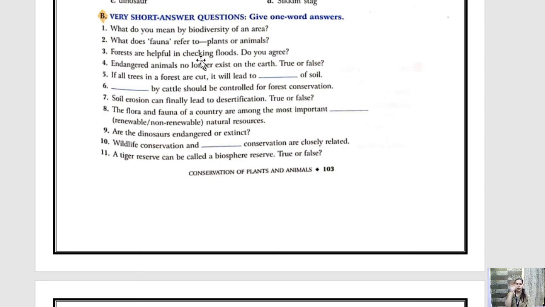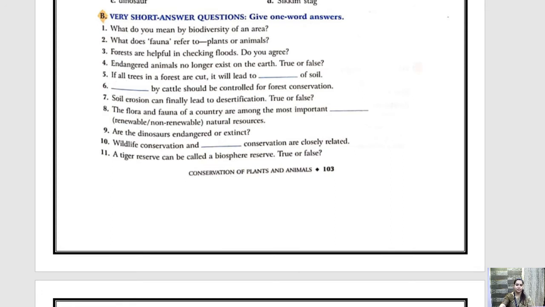So it forms a canopy, which lowers the speed of rainfall, and hence only a little amount of water goes to the lower level. The water does not accumulate and it is maximum absorbed by the soil. That is why flood does not occur. So, forests are helpful in checking flood? Yes. Forests are helpful in checking floods.